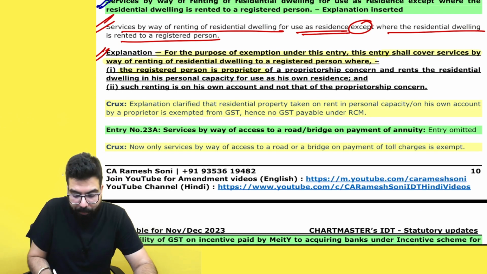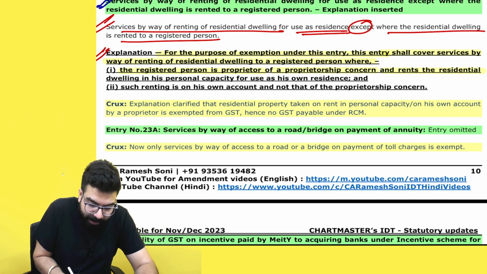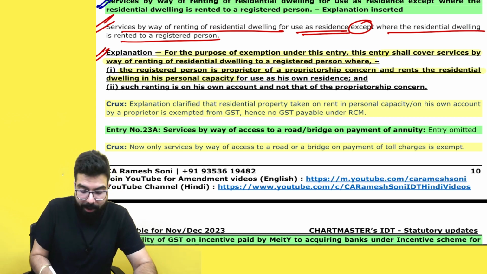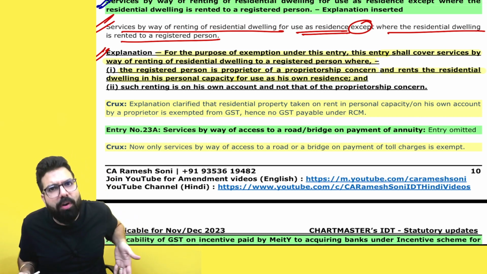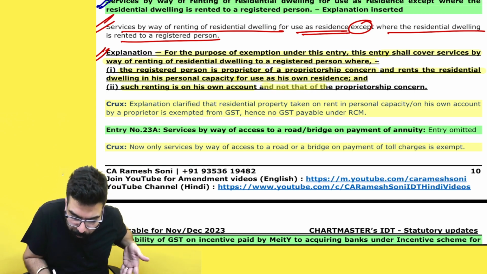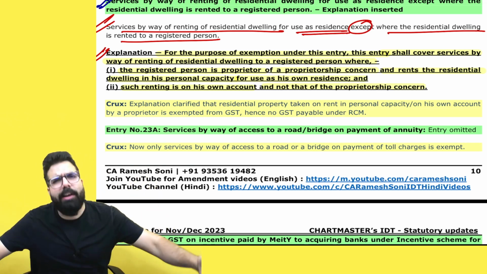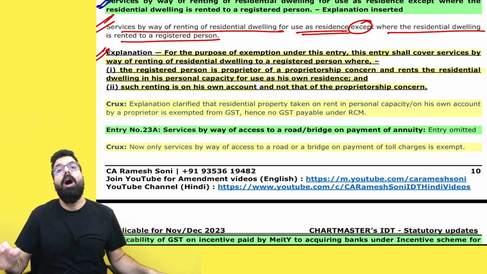I am the proprietor of a proprietorship concern, Ramesh Soni Classes, and I rent a residential dwelling in my personal capacity for use as my own residence. I have taken this property for my own residence. Such renting is on own account and not for the proprietorship concern. In that scenario also, it will enjoy the exemption. I don't have to pay GST under RCM.